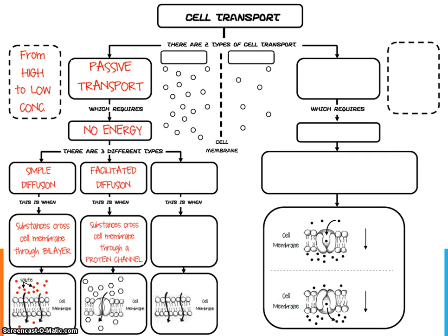Okay, so they're gonna move through a protein channel. You have proteins that are embedded in the membrane to help substances cross. It's still high to low concentration. There's still more molecules going to where there's less of them.